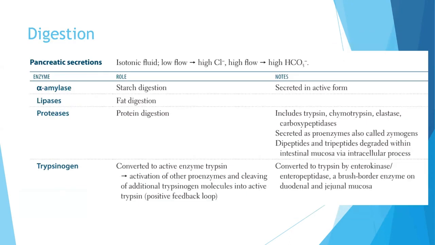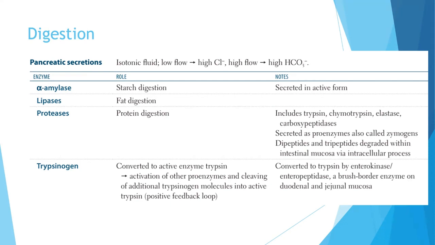Now, talking about the basics of digestion. In digestion, there are many enzymes involved, but the most important enzymes are the pancreatic enzymes. These are alpha amylase, lipase, proteases, and trypsinogen. The alpha amylase is generally involved in starch digestion. Lipases for lipids, so fat digestion. Proteases for protein, so P for P, protein digestion.